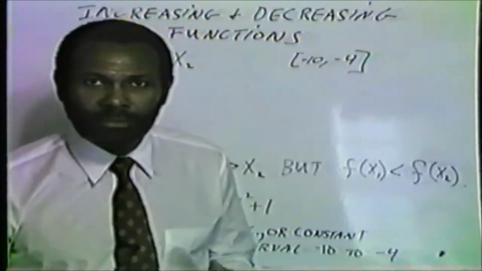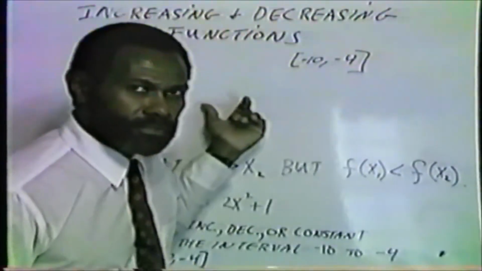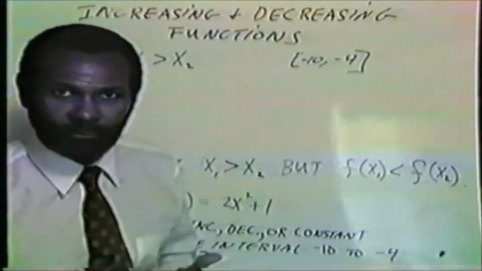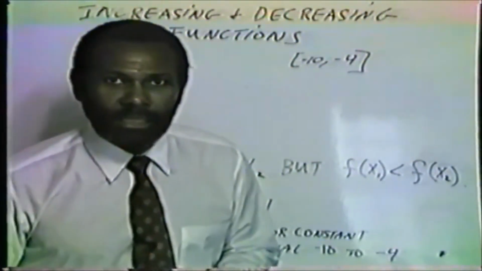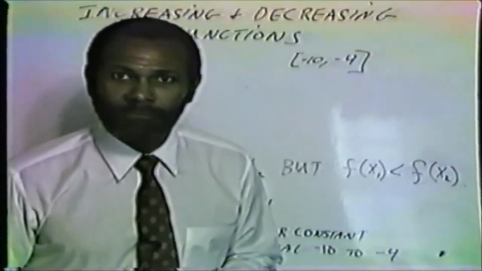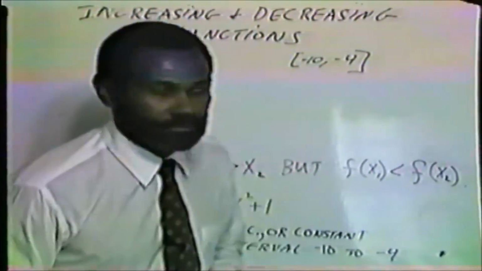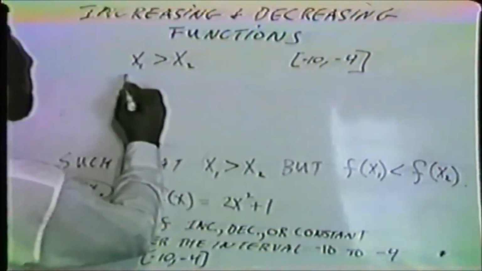We have to make sure that when we set the problem up, the first condition is true, that x1 is greater than x2. That's where we have to choose our numbers. If you said that x1 is equal to negative 4, you're right, because negative 4 is greater than negative 10. So we start out with this.